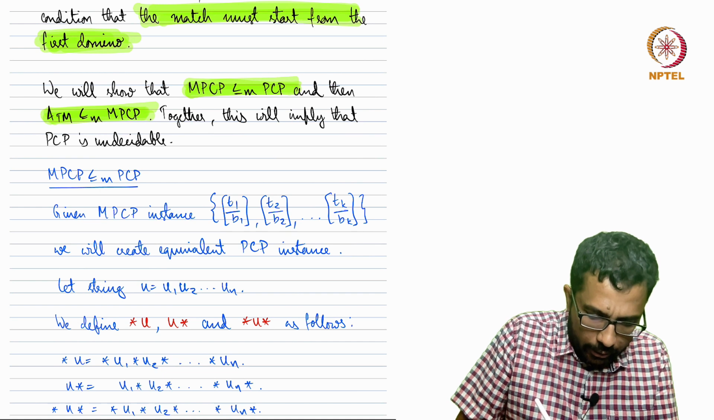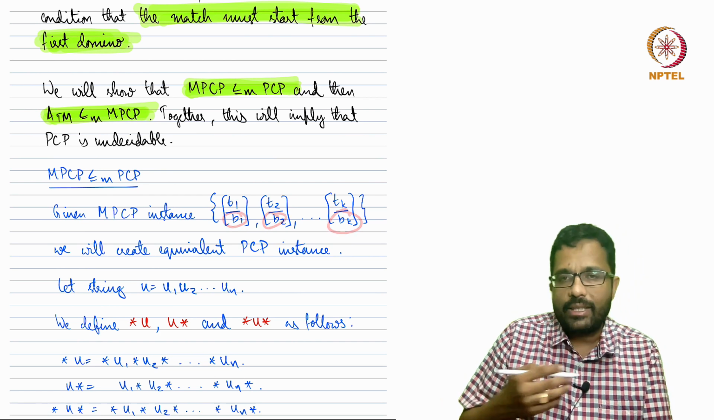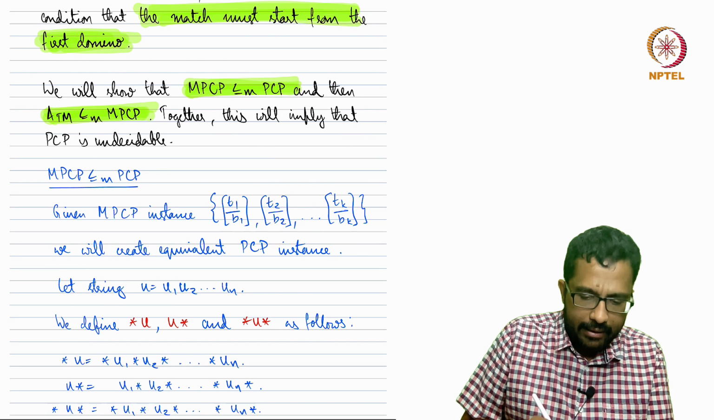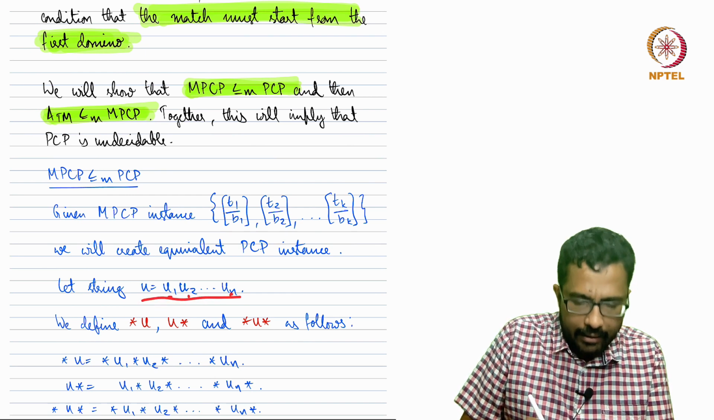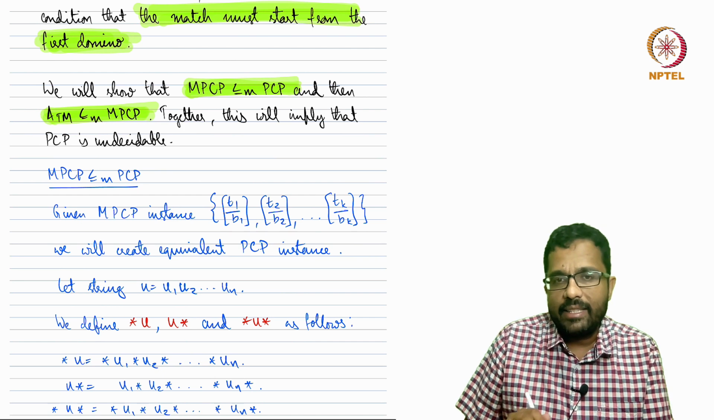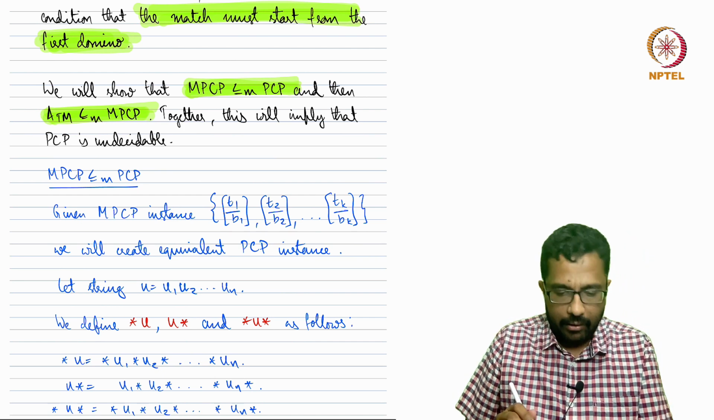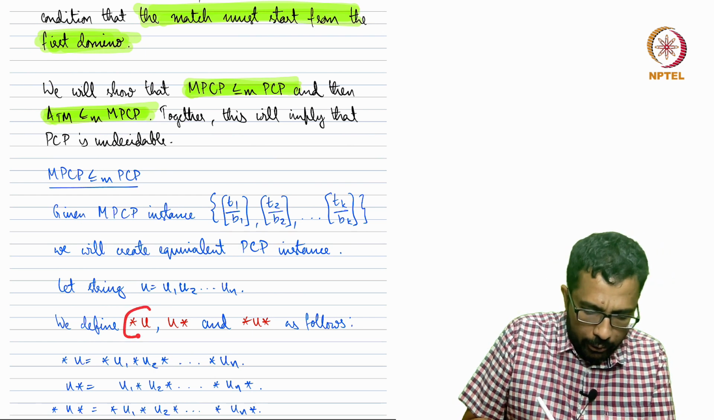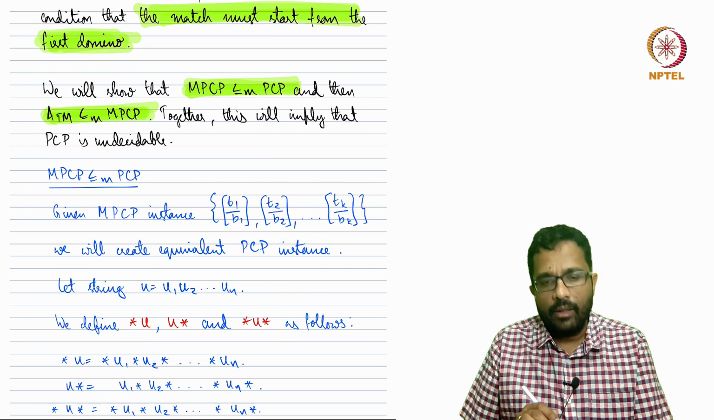So we need to first define some transformations. Recall that all this T1, T2 up to Tk, and B1, B2 up to Bk, are strings consisting of lots of symbols. So let U be a string, where U1, U2, etc. are the individual symbols, let's say n symbols. Now I am going to define three notations: star U, U star and star U star.